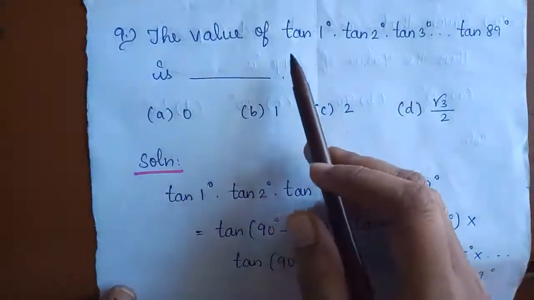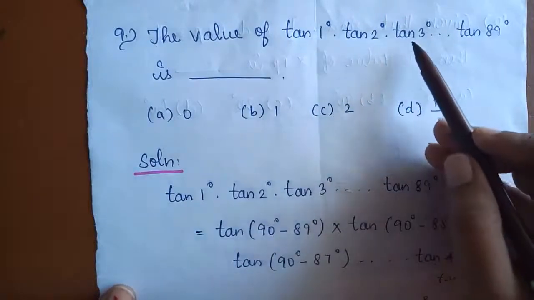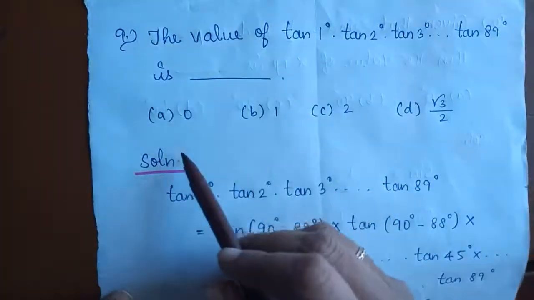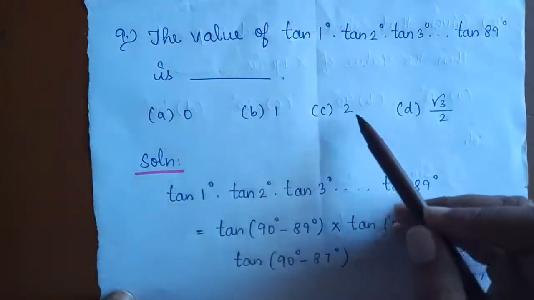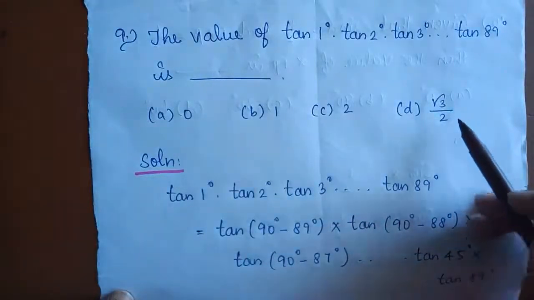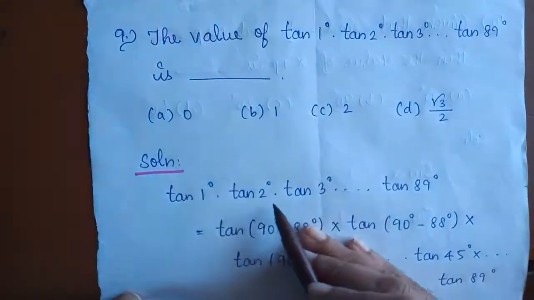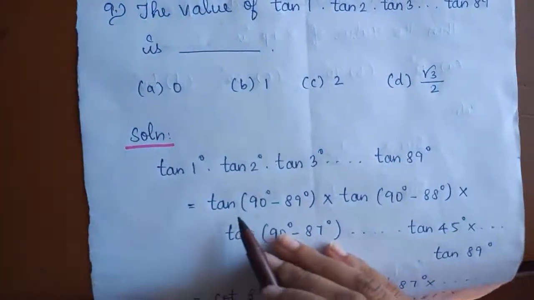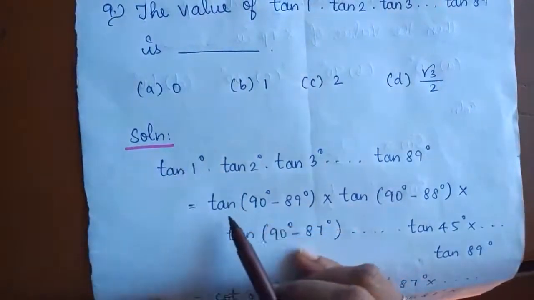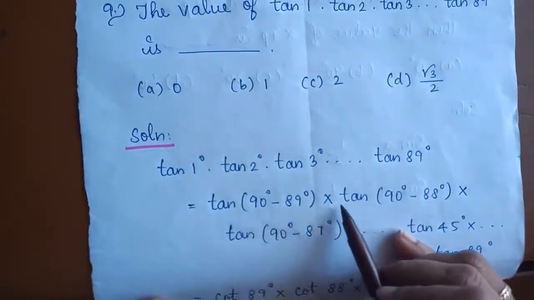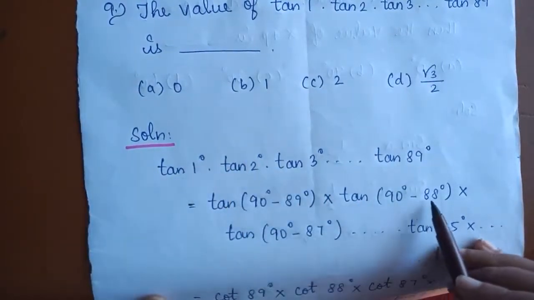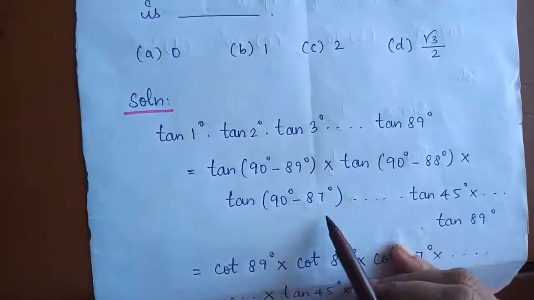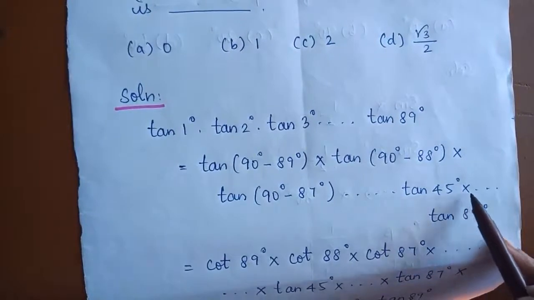Question number 9. The value of tan 1 degree into tan 2 degree into tan 3 degree etc. up to tan 89 degree is dash. Option A is 0, option B is 1, option C 2, option D is root 3 by 2. So solution: tan 1 degree into tan 2 degree into tan 3 degree etc. up to tan 89 degree. We can write tan 1 degree as tan 90 degree minus 89 degree, into tan 2 degree as tan 90 degree minus 88 degree, into tan 3 degree as tan 90 degree minus 87 degree, etc. up to tan 45 degree into etc.